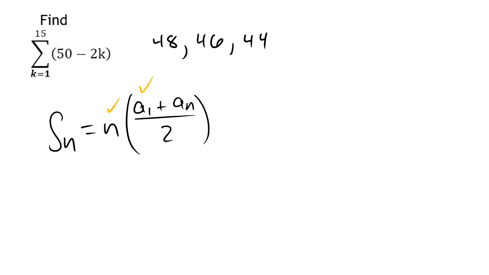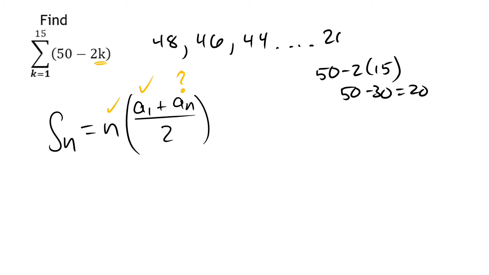I know that I'm using 15 terms, it's 1 to 15. And this is the only thing that I'm not sure of yet. What's the last term? That's pretty easy to get, right? Because the last term is going to happen when k is 15. So I can come over here and figure out the last one: I've got 50 minus 2 times 15, or 50 minus 30, which is the number 20. So we're going to end at 20.